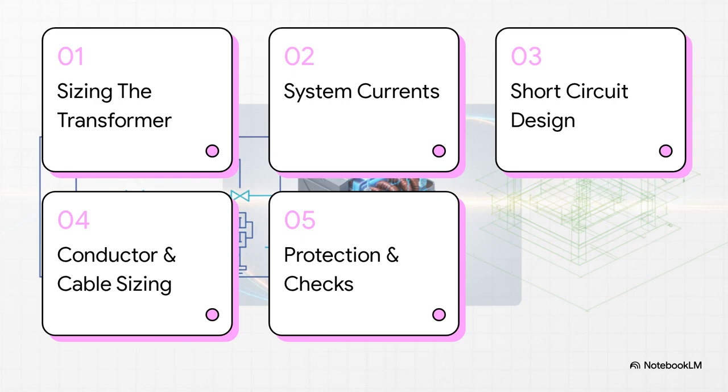All right, here's our game plan. First, we're sizing the transformer. That's the heart of the whole operation. Then, we'll figure out the system currents. After that, we'll get into designing for short circuits, planning for the worst. Next up is sizing all the conductors and cables, and we'll wrap it all up with protection and final checks. It's a really logical process, step by step.